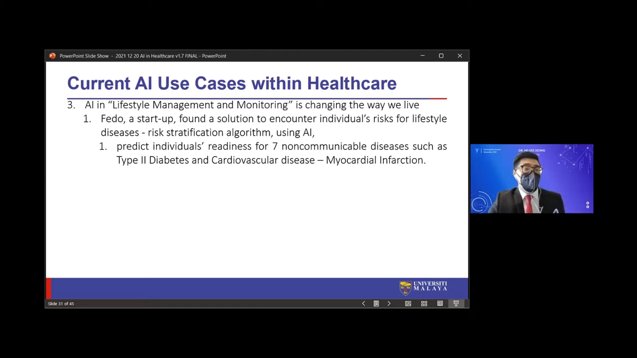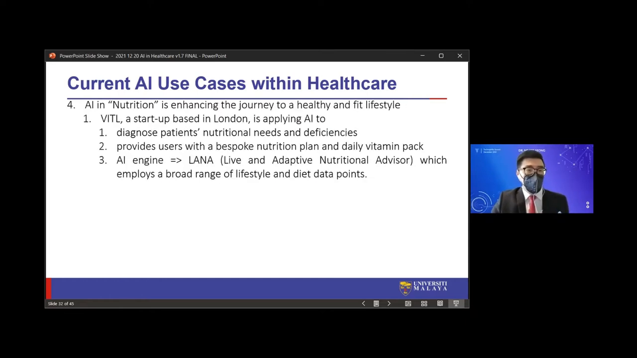So what that means is that it's able to predict someone's tendency for 7 of the common non-communicable diseases, for example, type 2 diabetes and even myocardial infarction or heart attacks, and they're able to then give suggestions which are designed based on the individual as to how they can change their lifestyle to prevent this from progressing to a severe stage.